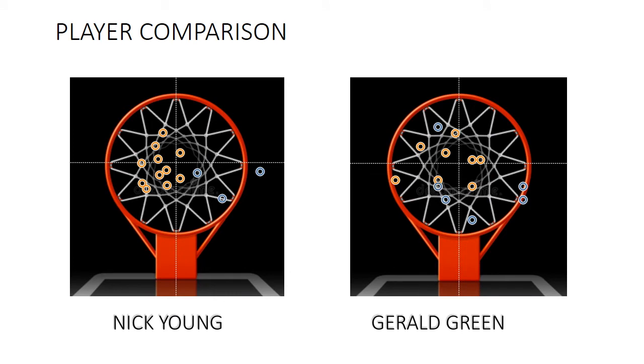In terms of players I wanted to look at, obviously, people tend to look at Curry, Durant, Harden, but I wanted to look at the real shooters, Nick Young and Gerald Green.